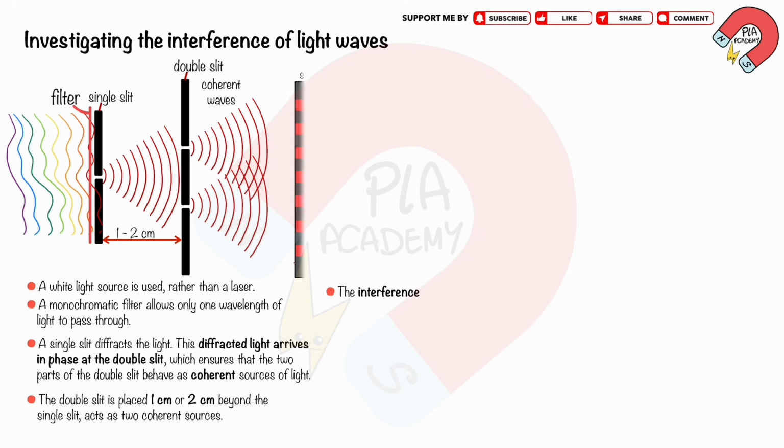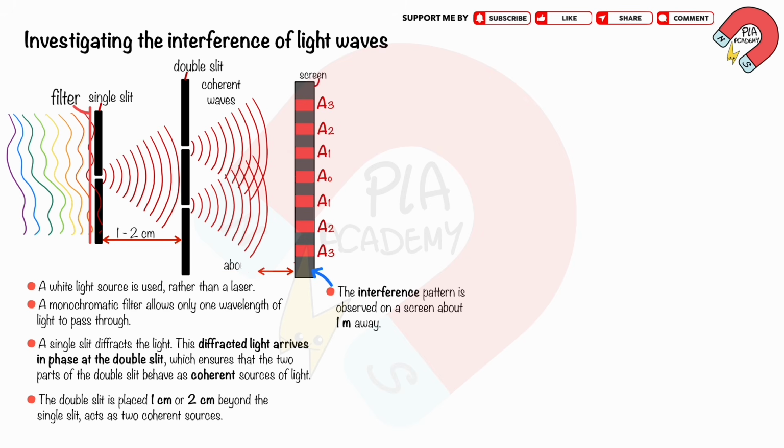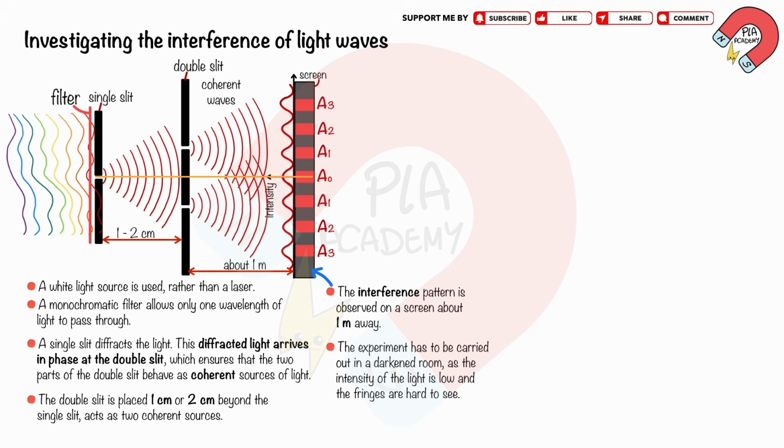The interference pattern is observed on a screen about a meter away. The bright fringes have equal intensity and equal fringe separation, as shown. The experiment has to be carried out in a darkened room, as the intensity of the light is low and the fringes are hard to see.